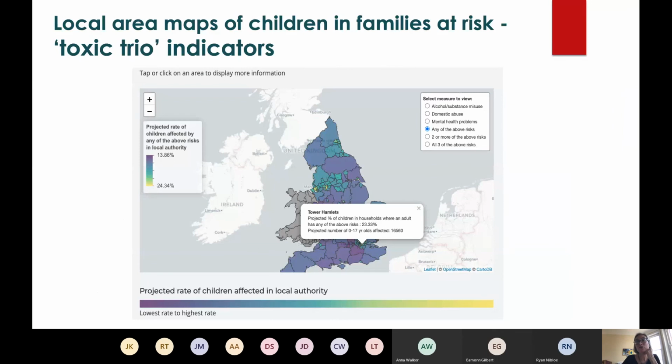So that's the maps that they've got, which are just at local authority level. You might be able to do these data in a much more granular way.